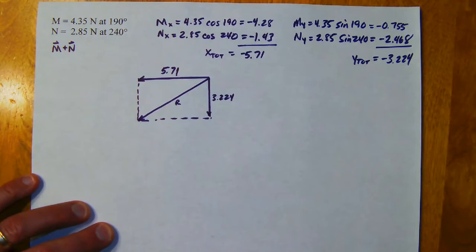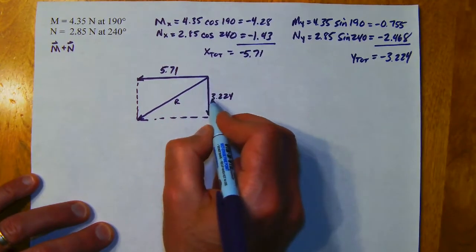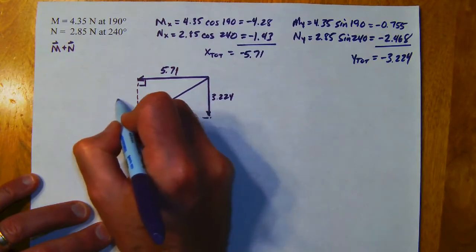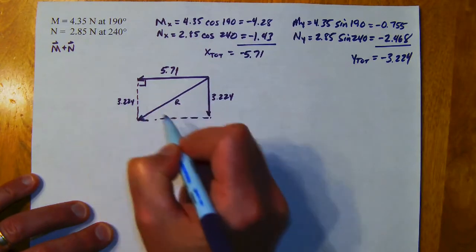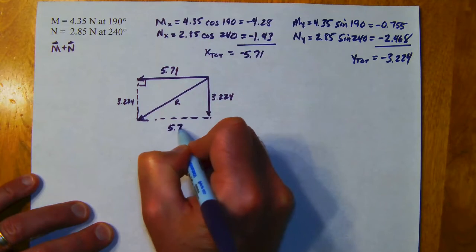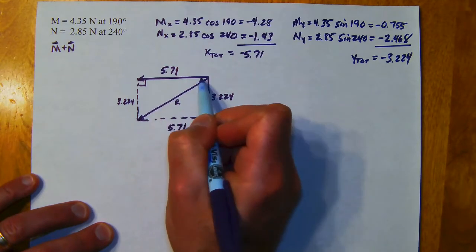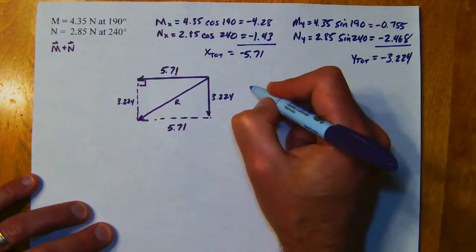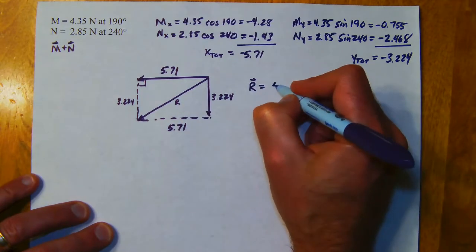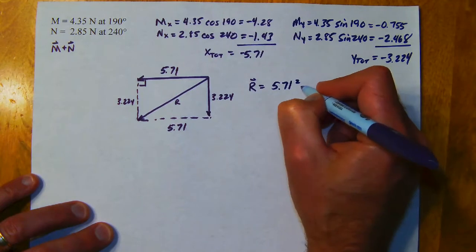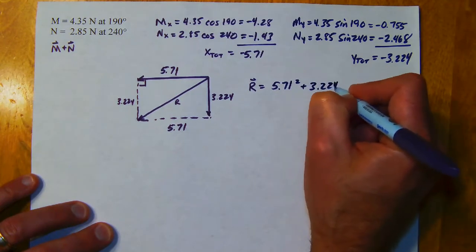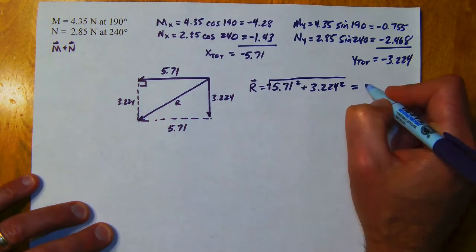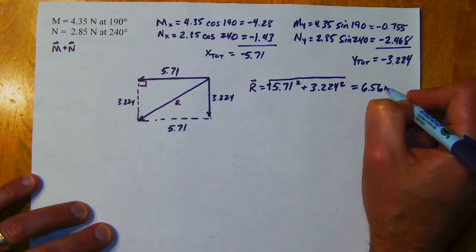Now, remember the beautiful thing about components, the x and y totals, is they're at right angles to each other. So this side is also 3.224. This side is also 5.71. But now I can see that this is a right triangle. So to find the magnitude of r, I can do the Pythagorean theorem. 5.71 squared plus 3.224 squared and square root that. And that comes out to be 6.56 newtons.